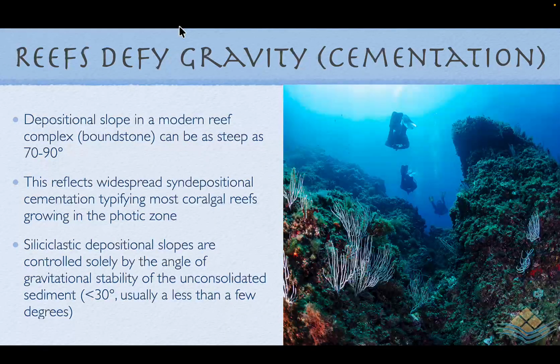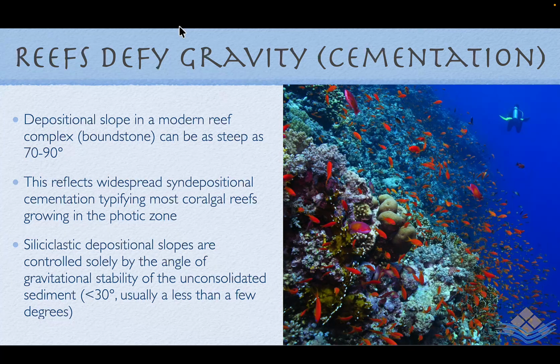So we can have depositional slopes in a modern reef complex where they're being bound together to form a type of rock called a boundstone, where the slopes can be as steep as 70 to 90 degrees. Cliffs. That steepness of slope is reflecting the pervasive cementation that typifies most modern coralgal reefs. The term coralgal comes from a combination of coral and coralline algae. They require lit environments, so they grow most efficiently in the photic zone with these steep inclined surfaces.